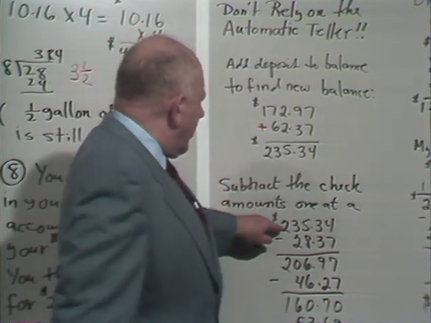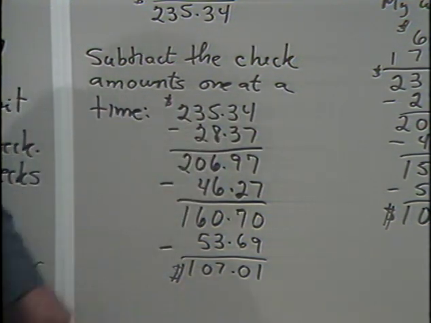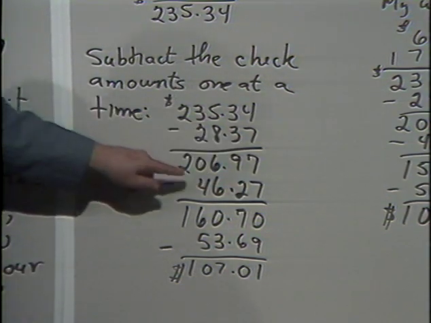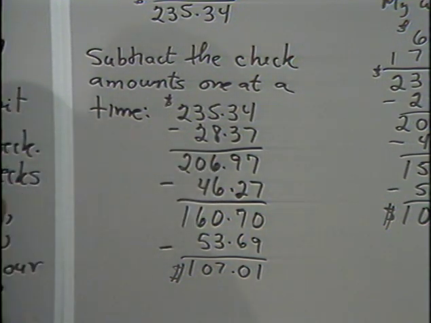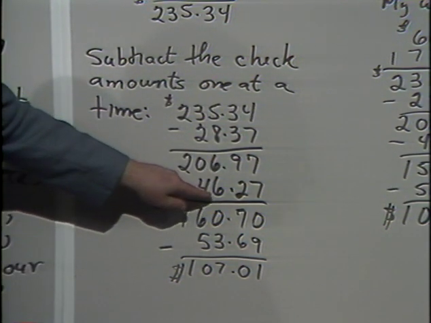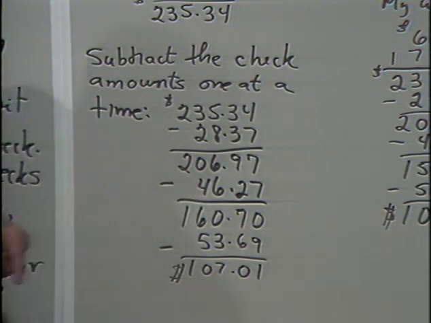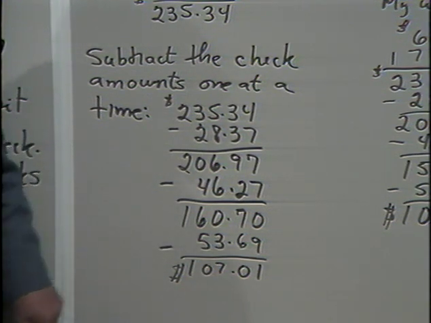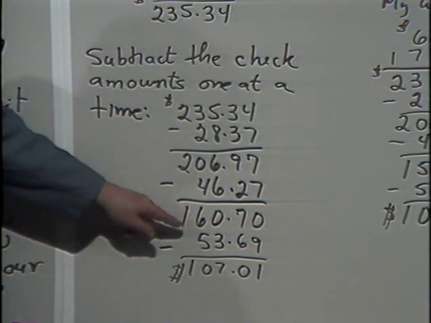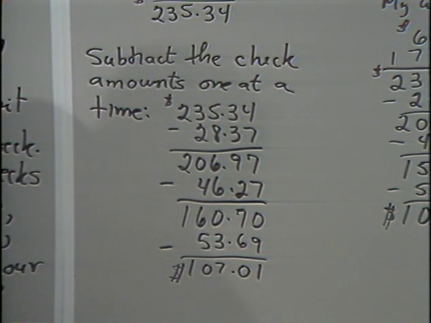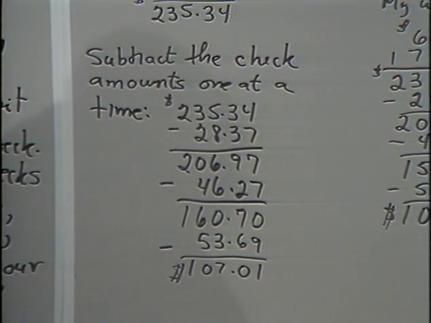So one way to do this is start with the $235.34, subtract the first check amount, which is $28.37. That tells you after the first check is cashed, you're going to have $206.97. Now from that amount, subtract the value of the second check, $46.27. That tells you that when that check is cashed, you're going to have $160.70 left. Now from that, you subtract the value of the third check, $53.69, and that tells you that when the third check is cashed, you're going to have $107.01 left.